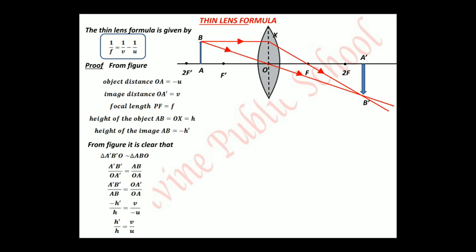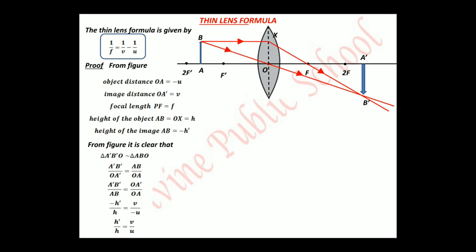Triangle A dash B dash O, if you can see this in the image, with the optical center, and triangle ABO. These two triangles are similar to each other because image and object are both making 90 degrees with the principal axis, and at the optical center the angles are vertically opposite, so they are equal. Two angles are equal, so we can say these two triangles are similar. So triangle A dash B dash O is similar to triangle ABO. So now the ratio of corresponding sides must be equal.